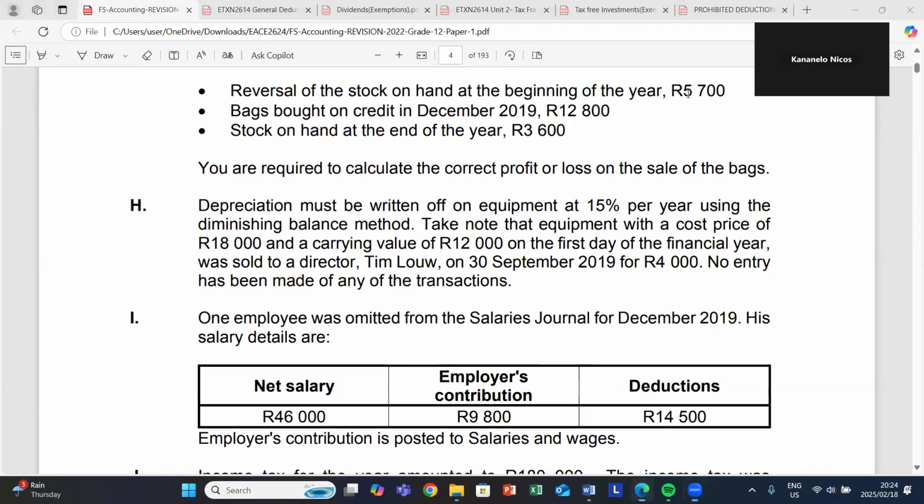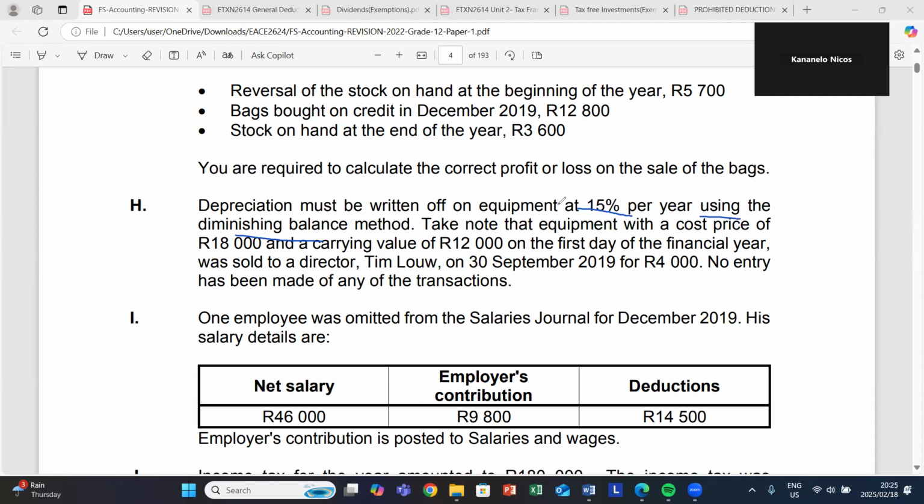Letter H, they are saying that depreciation must be written off on equipment at 15% per annum. Remember, we're looking for the equipment that was disposed. So they're telling us that depreciation must be written off at a rate of 15% per year, using the diminishing balance method. Remember, the diminishing balance method is the carrying value method. With regards to depreciation calculation, we have two methods: the cost price method, and secondly, the diminishing balance method.